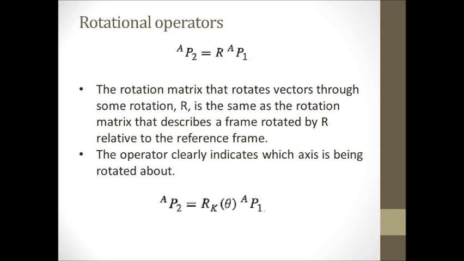The operator clearly indicates which axis is being rotated about. We can also describe the operation of rotation as a new vector AP2 that is equal to the matrix RK(theta) times AP1. In the notation, RK(theta) is a rotational operator that performs a rotation about the axis direction K by theta degrees.